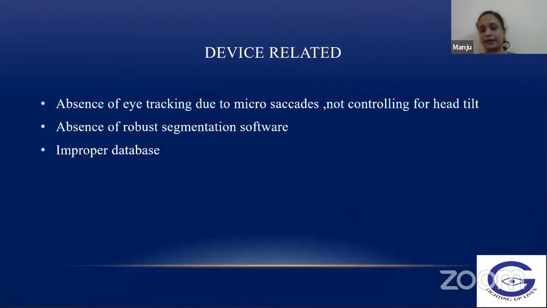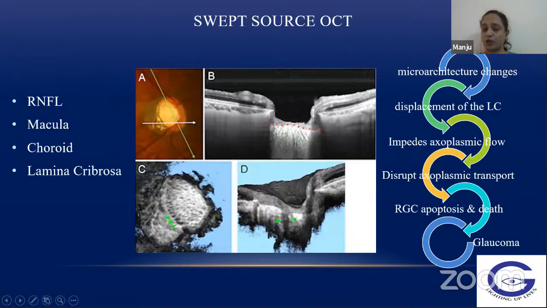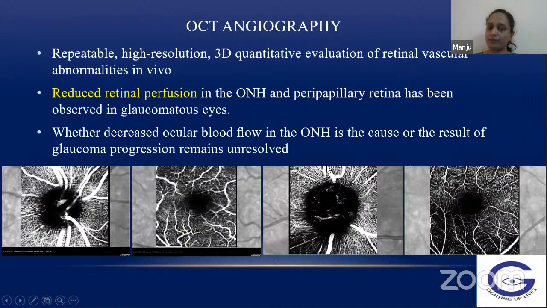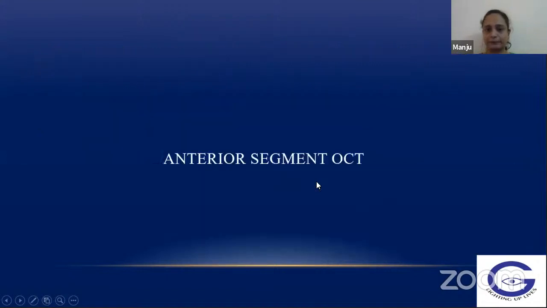Device related errors are due to absence of eye tracking, segmentation software or improper database. Swept source OCT provides enhanced depth imaging and analysis of the choroid and the lamina cribrosa in addition to RNFL and macula. OCT angiography provides repeatable high-resolution evaluation of the various retinal vascular abnormalities.